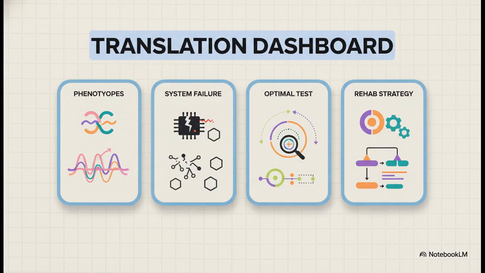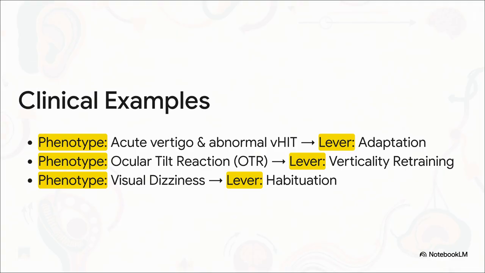And this is our translation dashboard. The idea here is beautifully simple. We map the clinical phenotype, the pattern of symptoms you're seeing, directly to the level where the system is failing. And that in turn points you straight to the best test and the most effective rehab strategy. Let's walk through a few examples to see how it works. Check out the logic here.